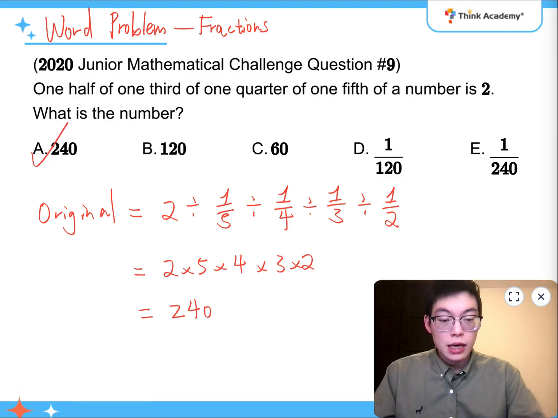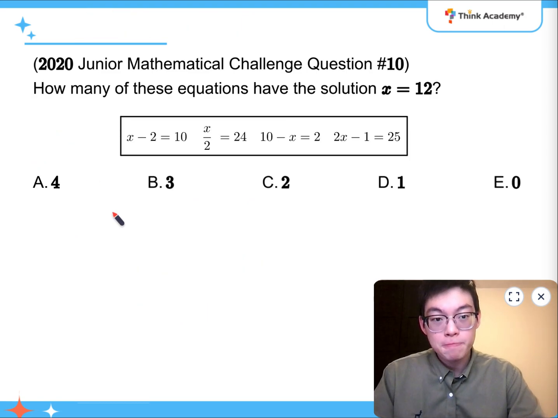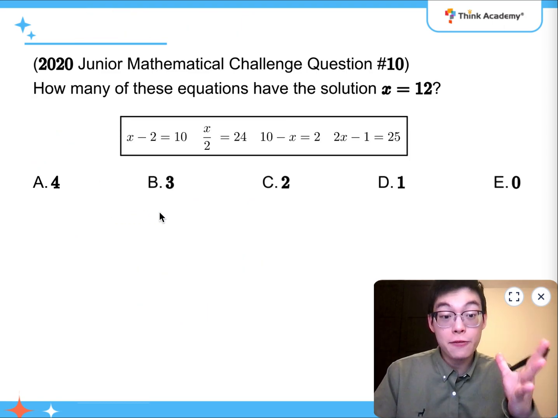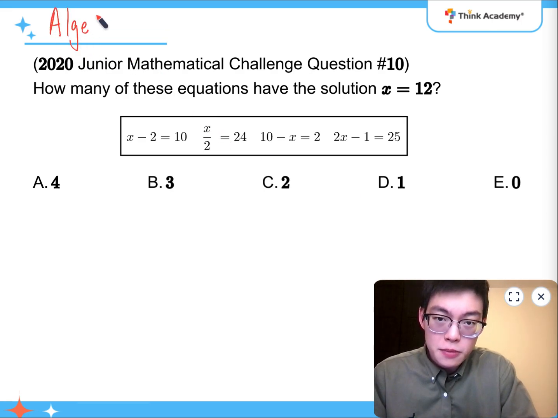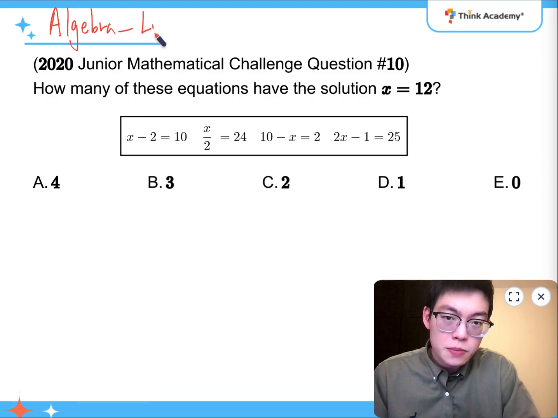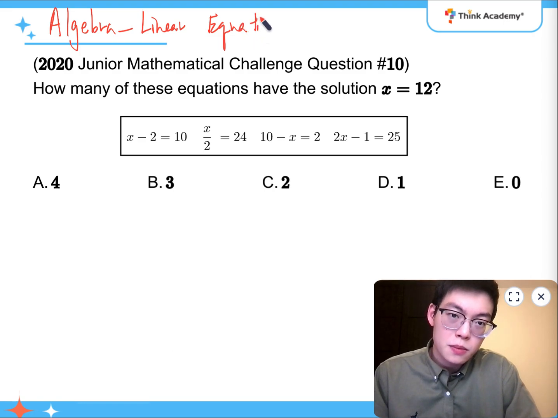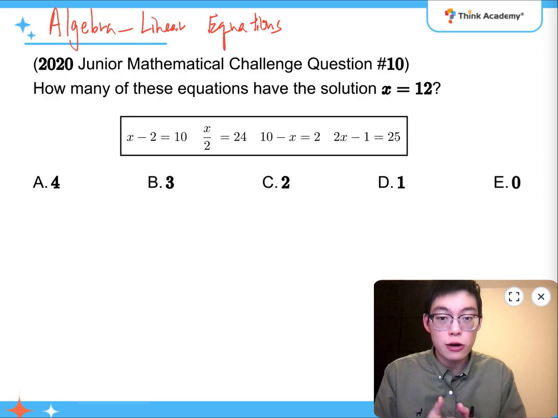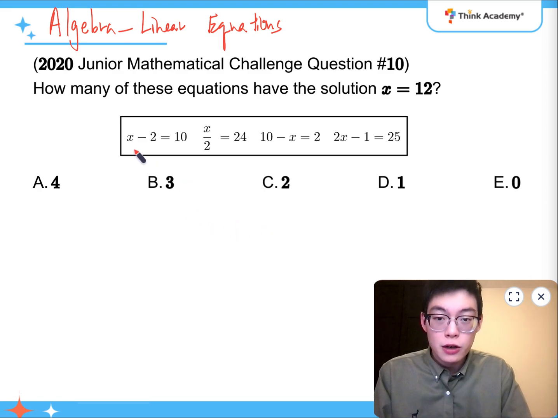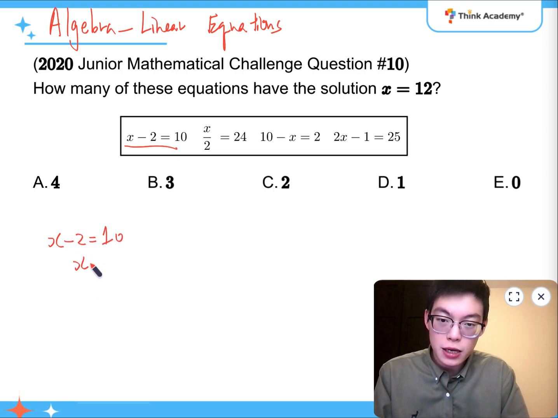Okay? And then question number 10, definitely an algebra question on linear equations. So how many of these have the solution x equals 12? We just need to solve it one by one. For the first one, x take away 2 is 10. So what is x? We add 2 on both sides, x is 12, which is correct.